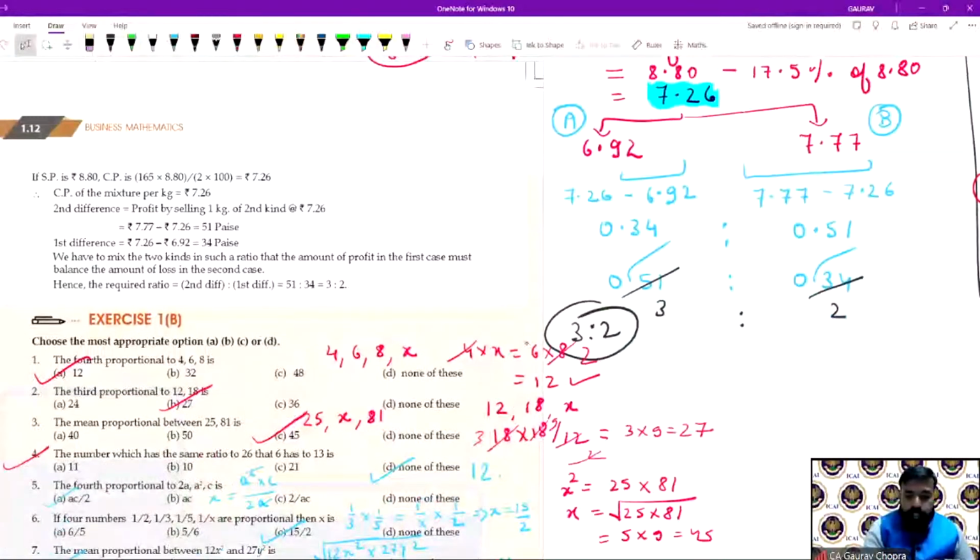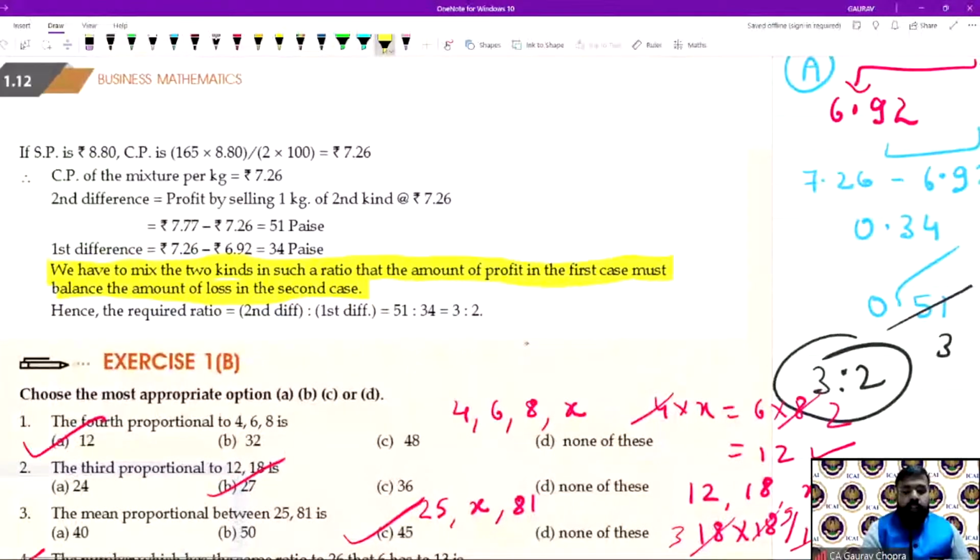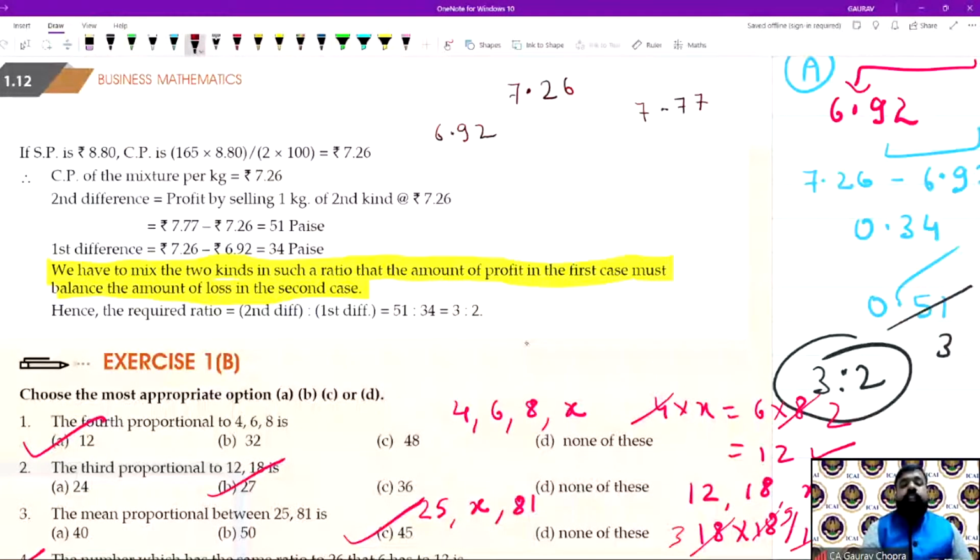You are asking about this statement. We have to mix the two kinds in such a ratio that the amount of profit in the first case must balance the amount of loss in the second case. See, this statement means that the average cost which we computed was 7.26. This is the average cost. And the average cost of the first one was 6.92 and the average cost of the other one was 7.77.